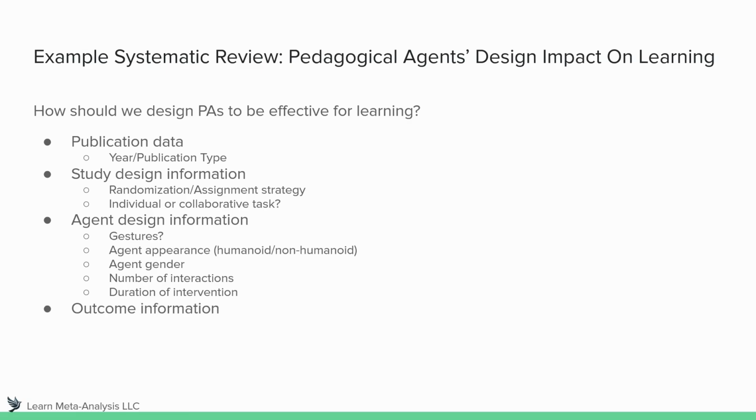Last but not least, we're going to have our outcome information, and we're going to have our outcome type here, but we're probably also going to have our results because we want to know how all of these contextual factors influence the results that we find.